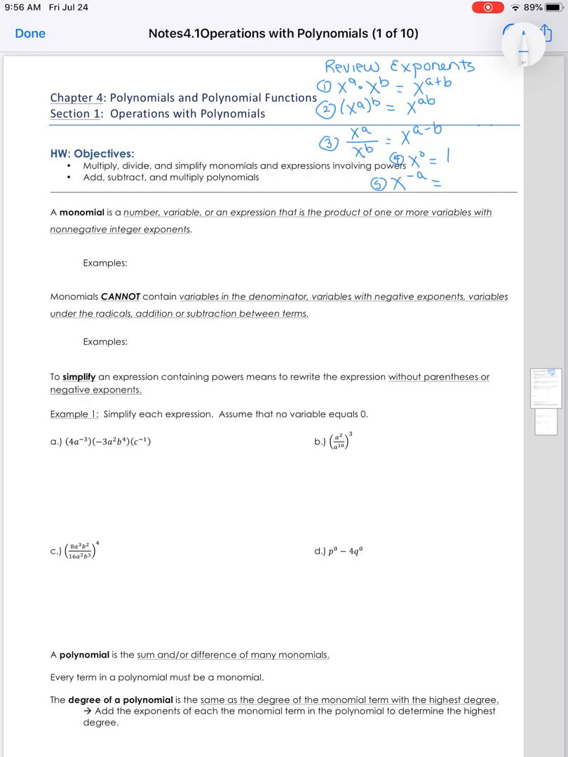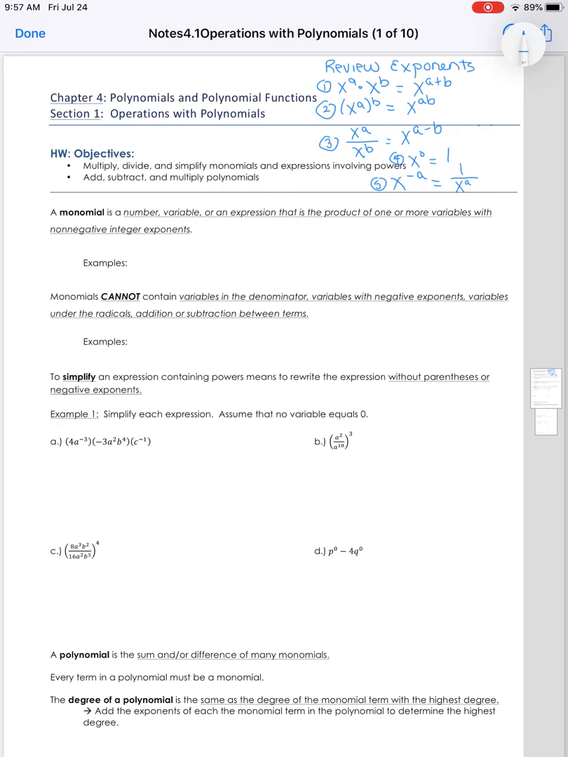So if we have x to the a times x to the b, we're going to be adding the exponents. If we have x to the a raised to the b power, you're going to multiply. If you have x to the a over x to the b, you subtract. Anything to the 0 power is always 1.